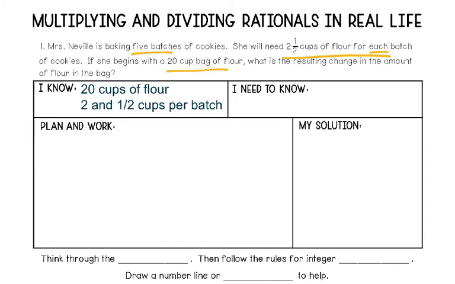So let's look at what we need to know. The need to know is always going to be that last sentence. So it's asking, what is the resulting change in the amount of flour in the bag? So we need to know the change in the amount of flour in the bag. Just to unpack this in simpler language, she has a bunch of flour. She's using 2.5 cups for all these batches. So every batch gets 2.5 cups, 2.5 cups, 2.5 cups. So she's taking flour out of the bag. What we want to find out is how much got taken out of the bag or used from the bag.